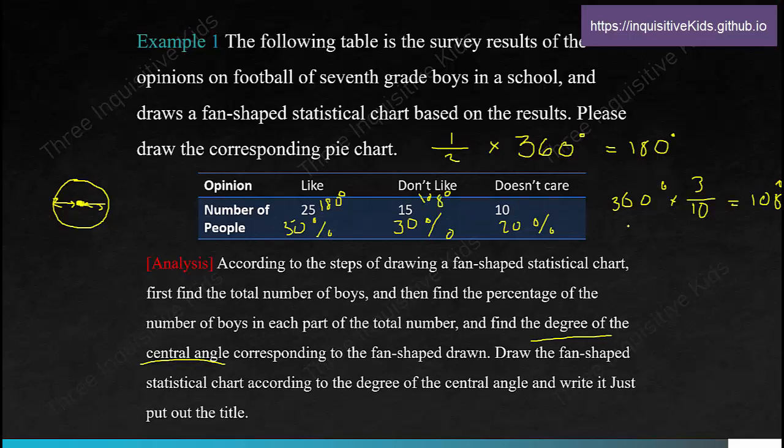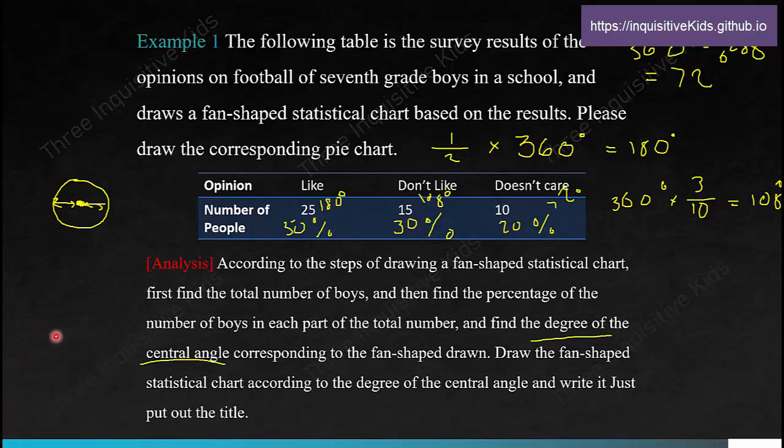And for doesn't care, we don't need to do that now because we already have the other two. So all we have to do is 360 degrees minus the sum of these. So 180 degrees plus 108 degrees, which is 288 degrees. Then we subtract 360 degrees minus 288 degrees is equal to 72 degrees. So this has 72 degrees.